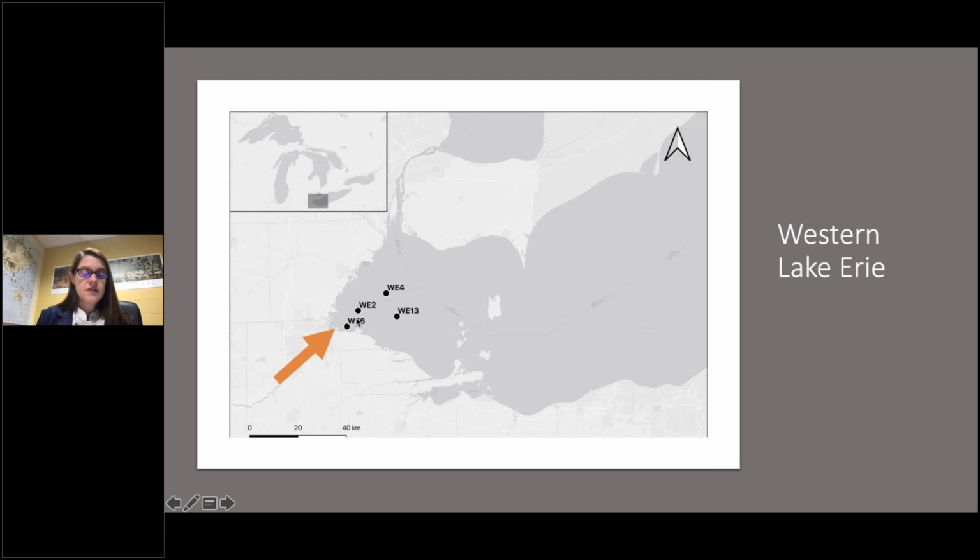So this is showing the stations that Daniel focused on. I think in 2015, he did mostly WE6, WE2, and WE4, and then we ended up adding WE13 in 2016 and 2017. And WE6 obviously is the most influenced by the Maumee Bay. WE4 is most influenced by the Detroit River, and WE13 is definitely the farthest away from both sources.